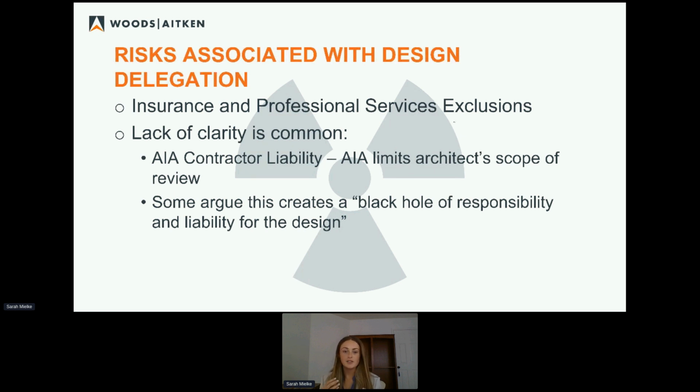And if defects do pop up as a result of those services that you performed that ended up being professional services, then a lot of insurance policies that contractors sign up for have exclusions specifically denying coverage for any liability that results from the performance of a professional service. So there's a chance your insurance could not support you when you end up in a situation where you have liability because of design that was delegated to you.